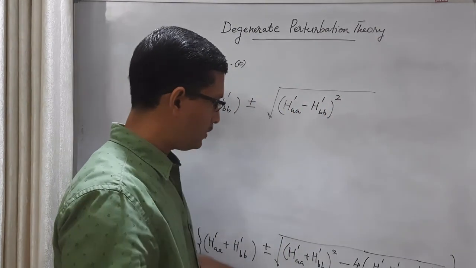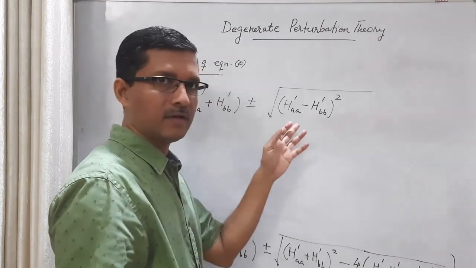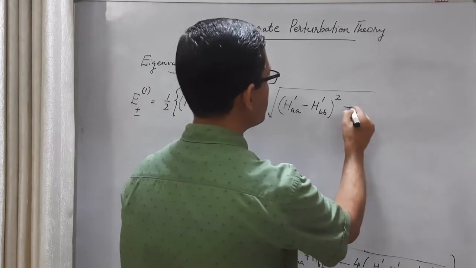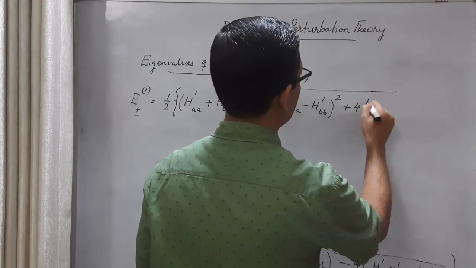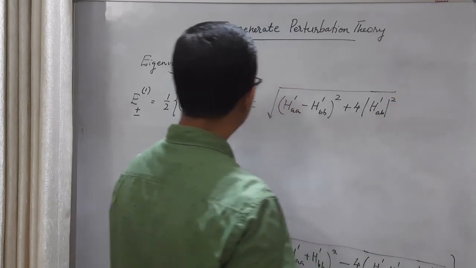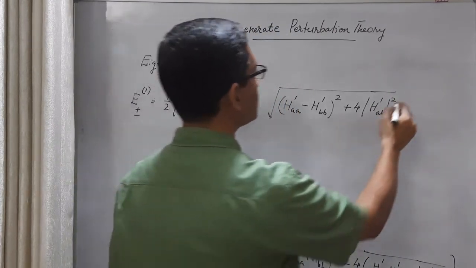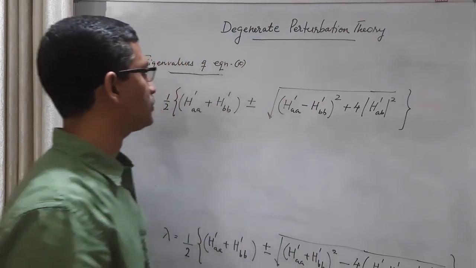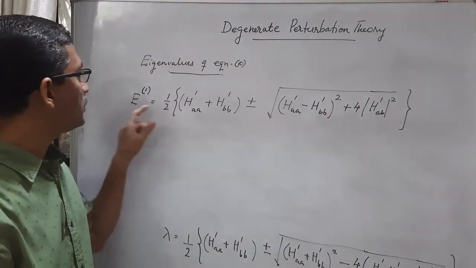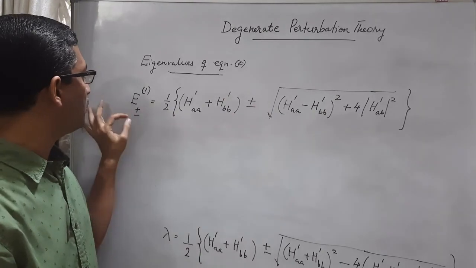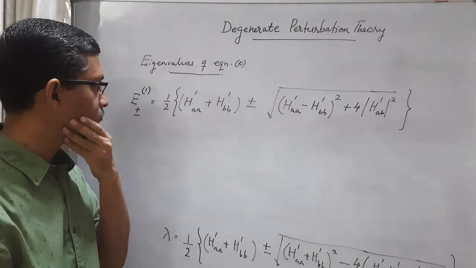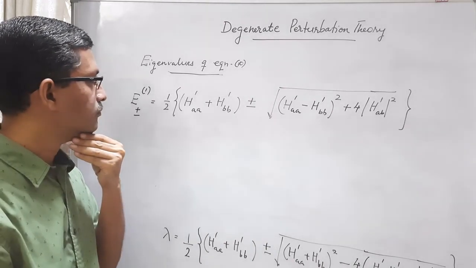Okay. So (a plus b) whole square minus 4ab we have written as (a minus b) whole square, and what is remaining? Plus 4 times H prime AB square. Right. So these are the energy eigenvalues that we have obtained. Corresponding to this plus symbol we have got one, and corresponding to this minus symbol we have got the other.